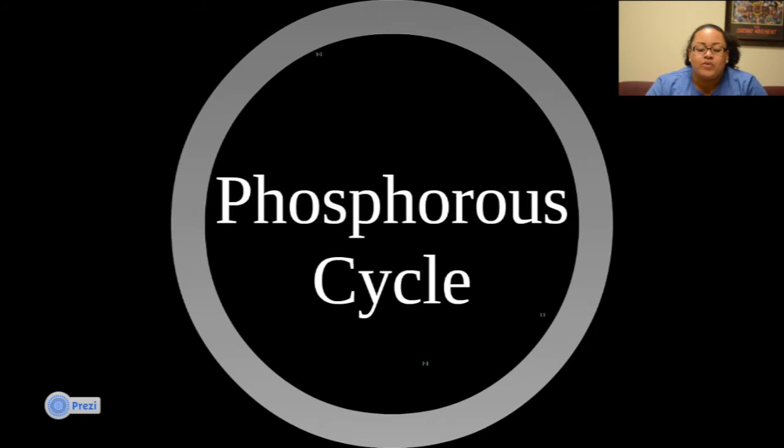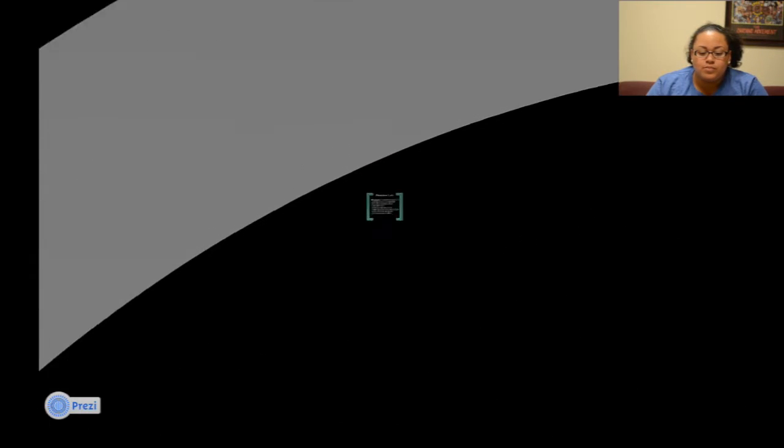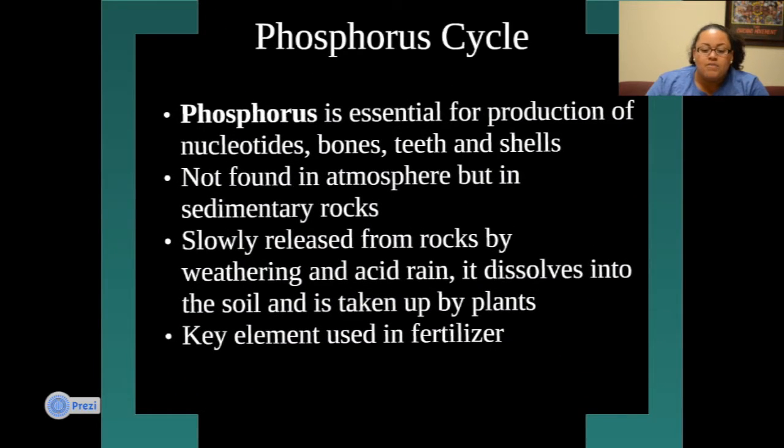Next is the phosphorus cycle. Phosphorus is another essential element for both humans and a lot of different creatures. It is essential for the production of bones, teeth, and shells. It's not found in the atmosphere, but it's found in rocks. It is slowly released from rocks by weathering and acid rain. It dissolves into soil and is taken up by plants. It's actually a key element used in fertilizer.